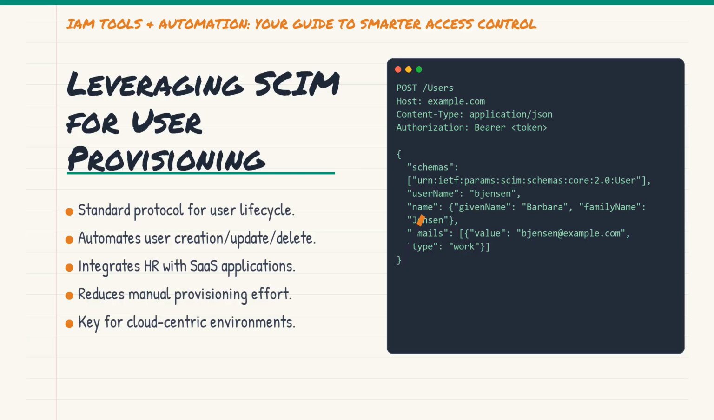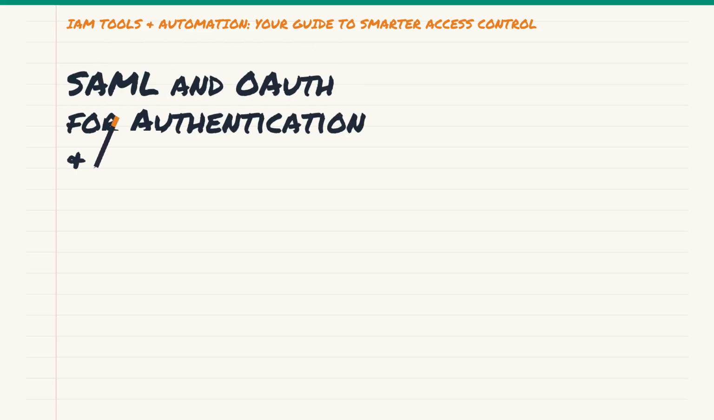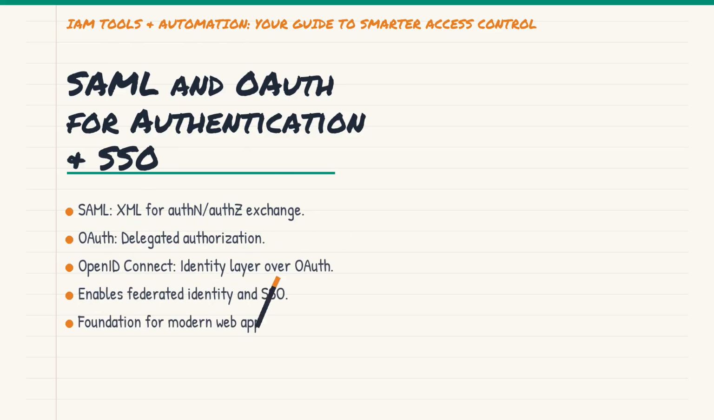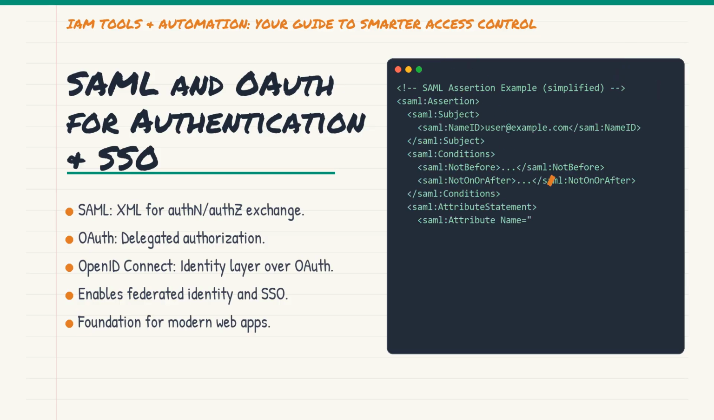SAML, Security Assertion Markup Language, is a powerful XML-based protocol for exchanging authentication and authorization data between parties, typically between an identity provider and a service provider. OAuth, Open Authorization, is more about delegated authorization, allowing an application to access resources on behalf of a user without exposing their credentials. When you see sign in with Google or login with Facebook, that's often OAuth or OpenID Connect, which builds on OAuth, at play. These protocols are fundamental to modern web and cloud application access.